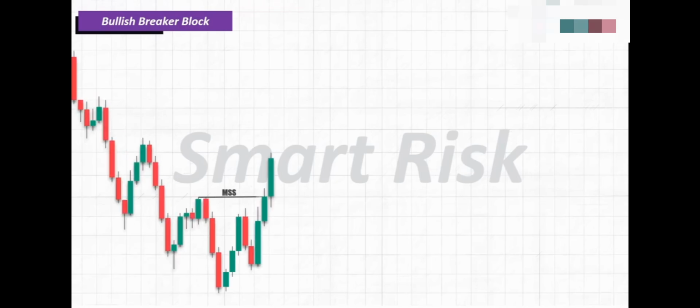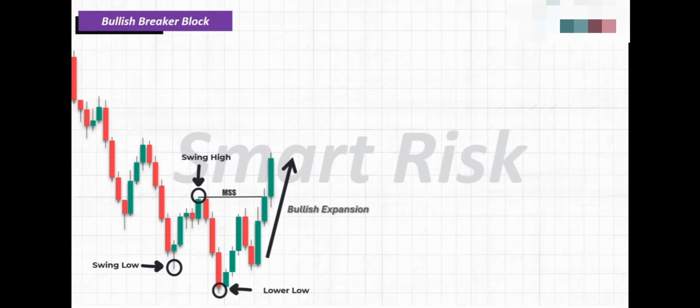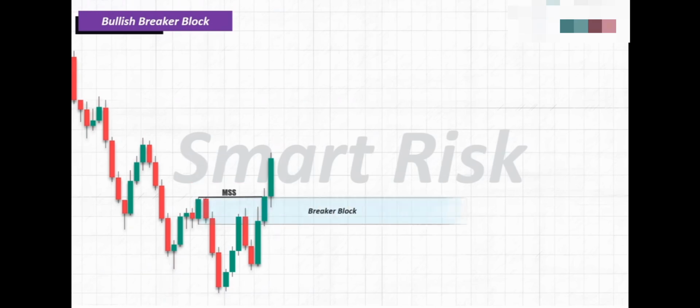For a valid bullish breaker block, price must first create a swing low, then a swing high, followed by a lower low. After that, we need to see an immediate bullish expansion move that breaks structure and confirms the shift. In this case, the up-close candle, or series of up-close candles, formed between the first swing low and the swing high, becomes your breaker block zone. That is the area you use to plan your long entry.